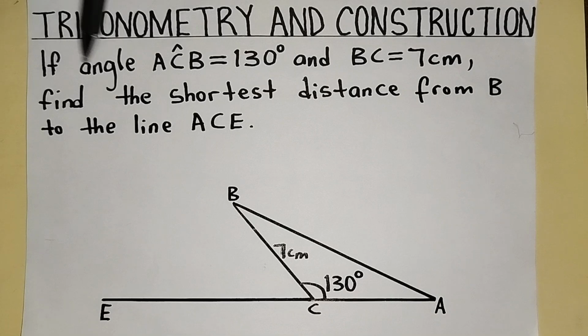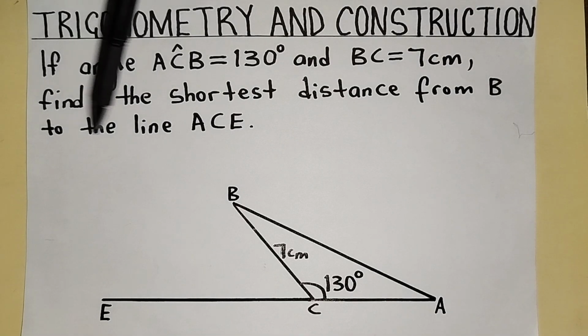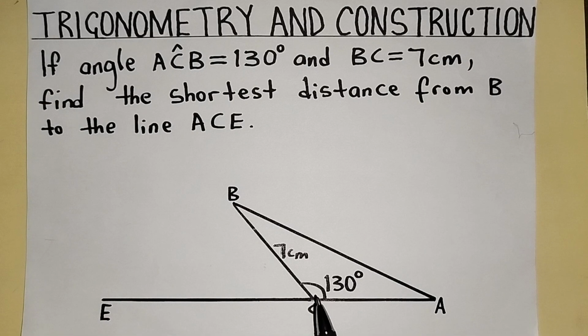Let me read here. If angle ACB equals 130 degrees and the length BC equals 7 centimeters, find the shortest distance from B to the straight line ACE. Okay, that's our question. So we want to find the shortest distance from B to the line ACE. We are given that this angle here is 130 degrees and this length is 7 centimeters, okay?